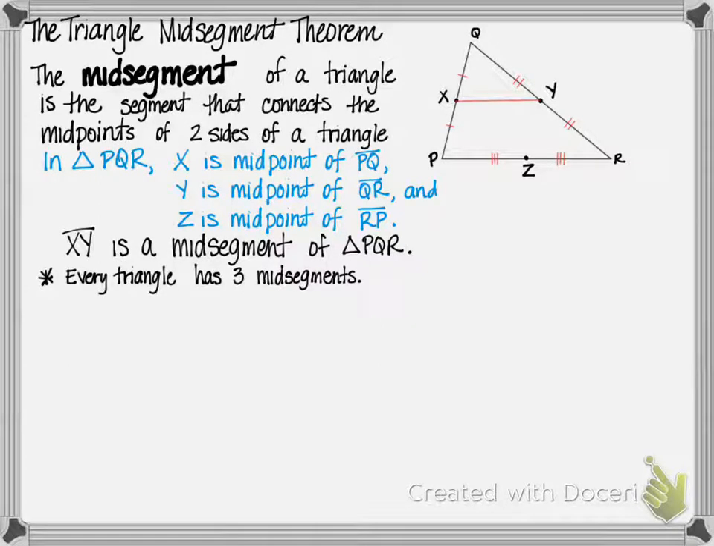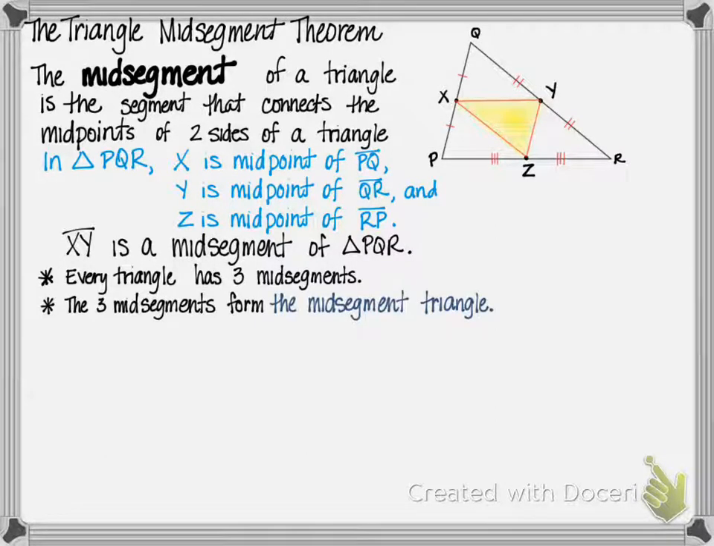Every triangle has three midsegments, so we also have the midsegment from Y to Z and the midsegment from Z to X. The three midsegments form what is called the midsegment triangle.